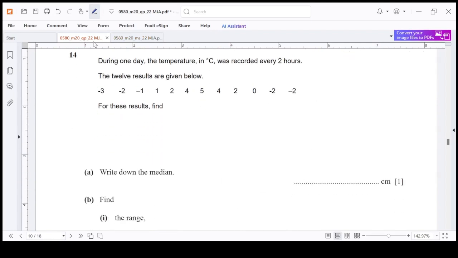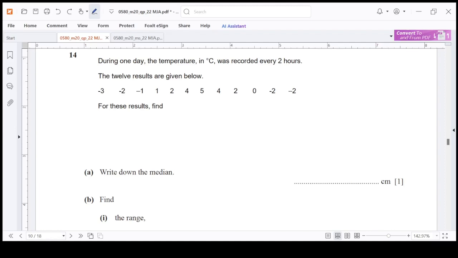Question 14: during one day, the temperature in degrees was recorded every 2 hours. 12 results are given below. For these results, find the median. Okay. How do we find the median? First, we need to arrange the data in ascending order and then figure out the value in the middle.